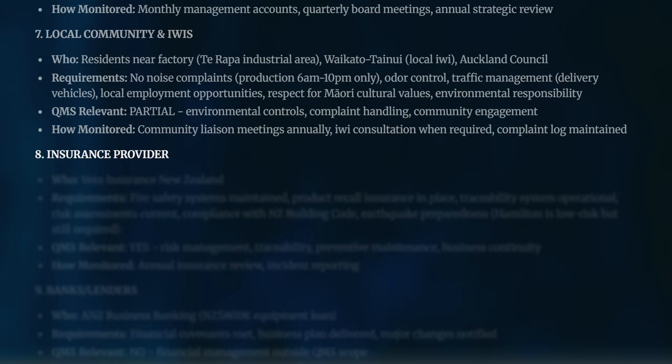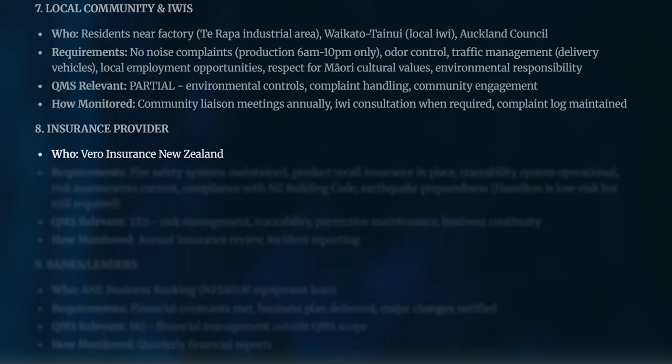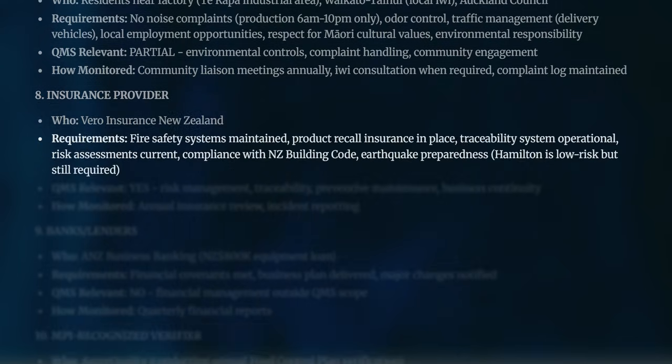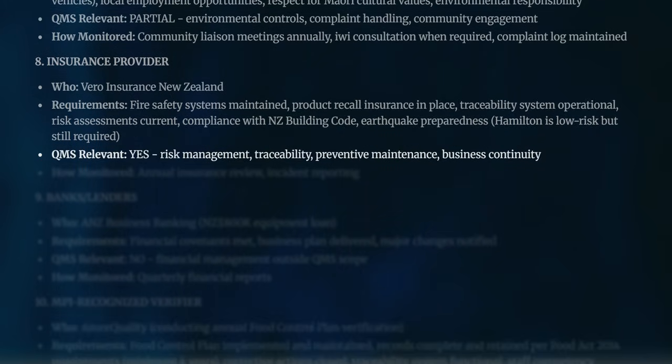The eighth interested party is the insurance provider. So who is the insurance provider for our exemplar company? The insurance provider is Vero Insurance New Zealand. And the requirements here: fire safety system must be maintained, product recall insurance in place, traceability system operational, risk assessment current, compliance with New Zealand building codes, and earthquake preparedness. Hamilton is low risk, but still we listed that. And again, for your insurance provider, you need to list similar requirements and tailor them to your organization and location.